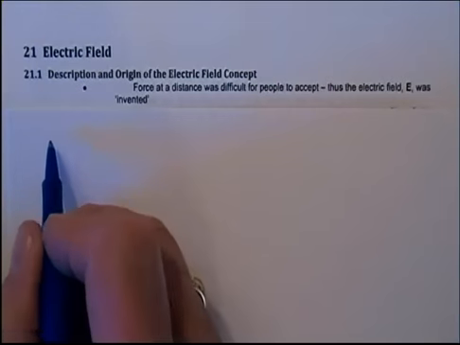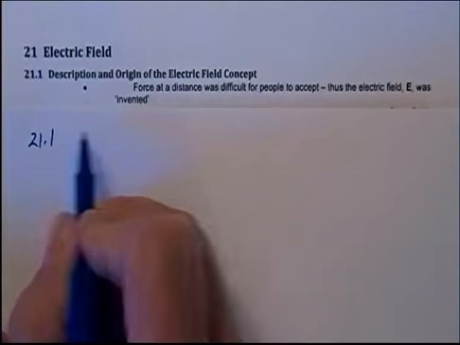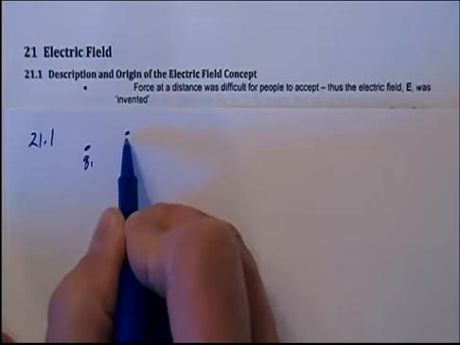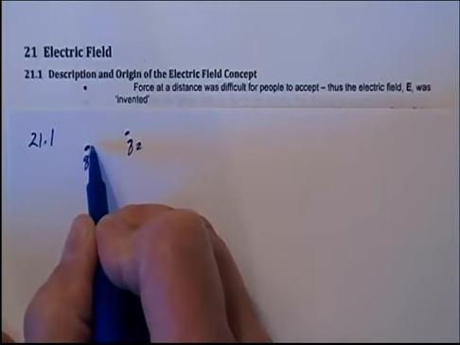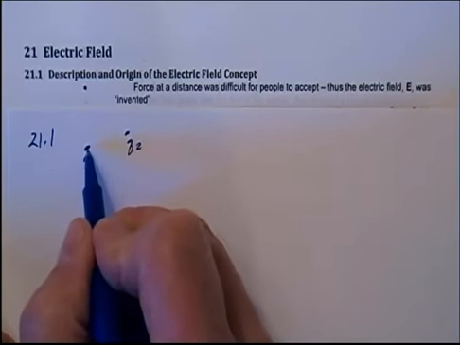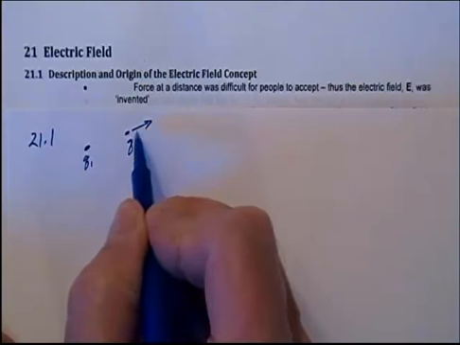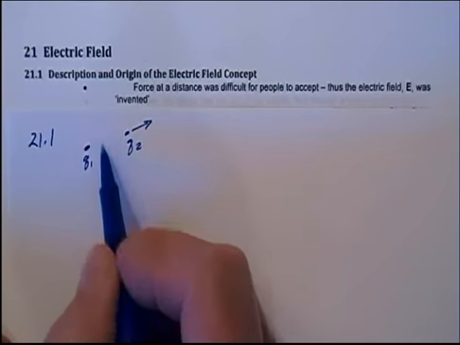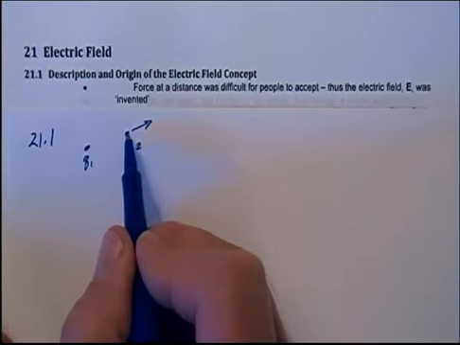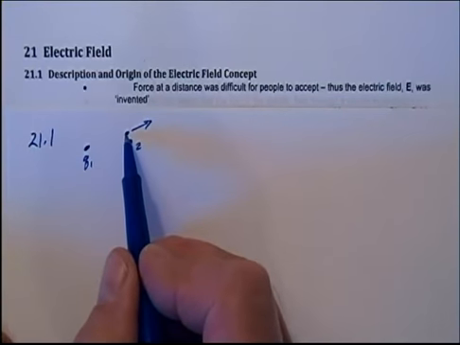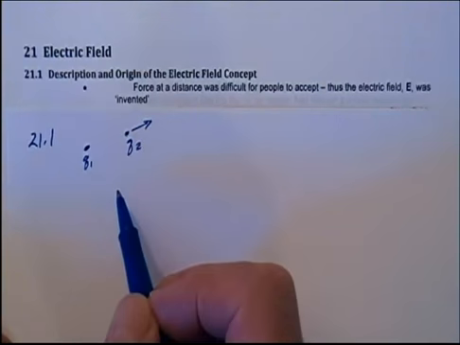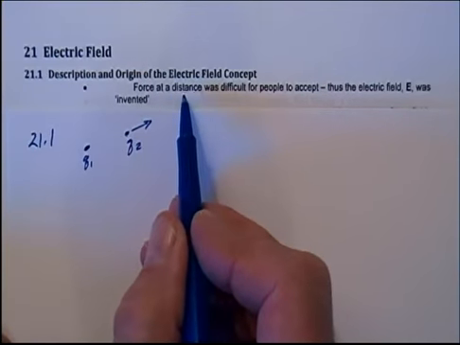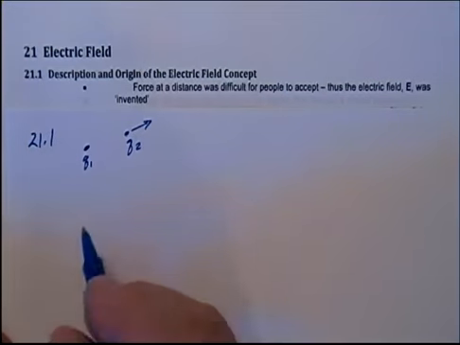Well, if we think about two charges, these two charges, Q1 and Q2, when people first started thinking about the fact that this one exerts a force on this one, the force goes across a vacuum, and there's nothing in between here. How does this particle reach across and touch this particle and exert a force on it? This is called action at a distance. And it was a difficult thing for people to accept.